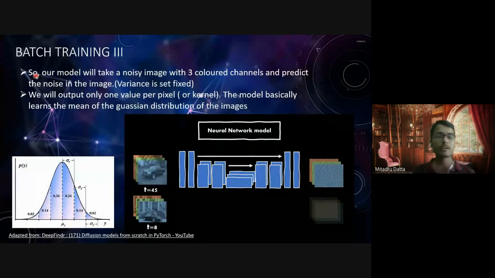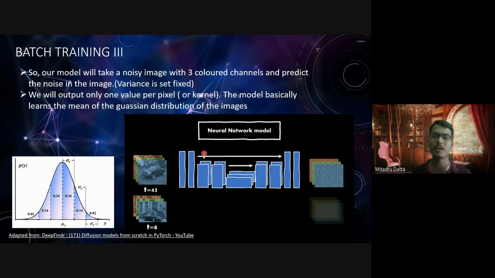So basically what is happening, our model will take a noisy image with, let's say, 3 color channels and predict the noise in the image. Assuming the variance to be fixed, we just predict the noise in the image. We will output only one value of the noise per pixel. And the model basically learns the mean of the Gaussian distribution of the images. As you know, a Gaussian curve, the mean of the Gaussian distribution of the pixels, the model tries to learn and tries to predict the noise in the image.